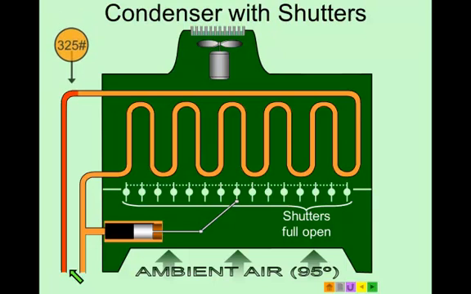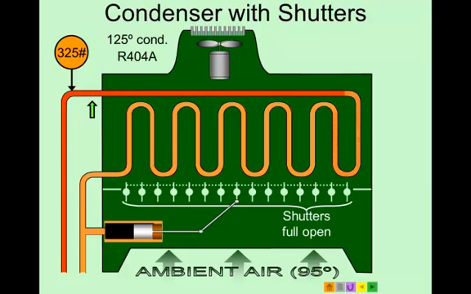Here we see the refrigerant coming in at 325 pounds, and that's equal to 125 degrees on a 404A system. So we have a low temperature freezer application here with our 404A. At 325 pounds, our 404A is going to be 125 degrees. So the refrigerant is going to go through the condenser and it's going to condense. And that pressure is going to be pushing on that cylinder there, that piston, and the mechanical linkage is going to drive the shutters open.